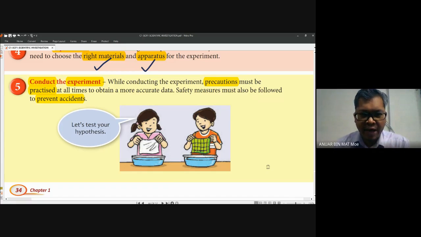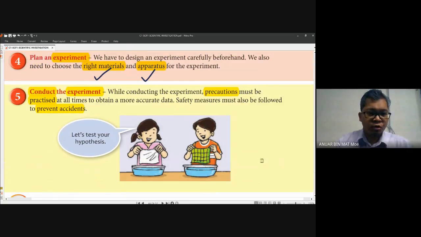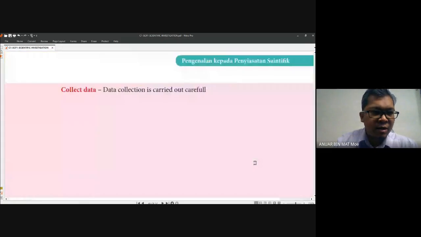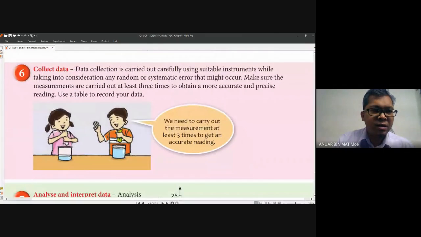When the glasses break, when the test tube, because the test tube apparatus and the beaker are made from glass, and then when the glass falls onto the floor, it will break, and then maybe if you are not cautious enough, you can hurt yourself. So this is what we call precaution, and then always follow the safety measures. You conduct the experiment.